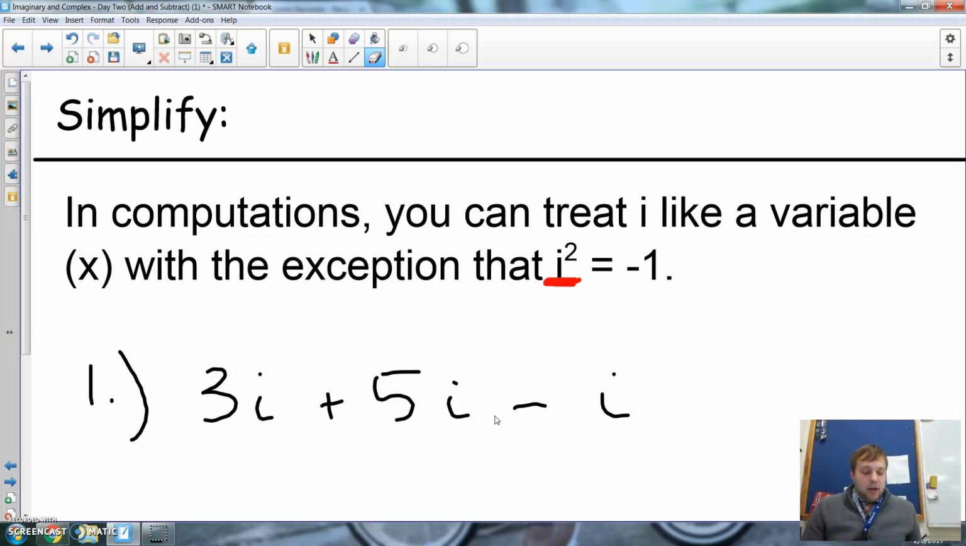So let's just try this out. Now, first off, we have adding and subtracting. Well, in order to add or subtract, there's one thing I know, and I know they must have like terms, right?